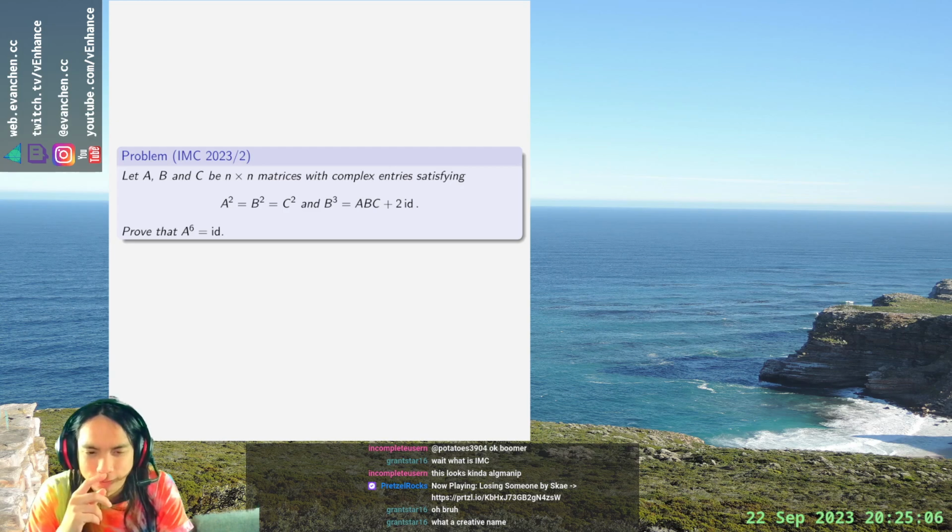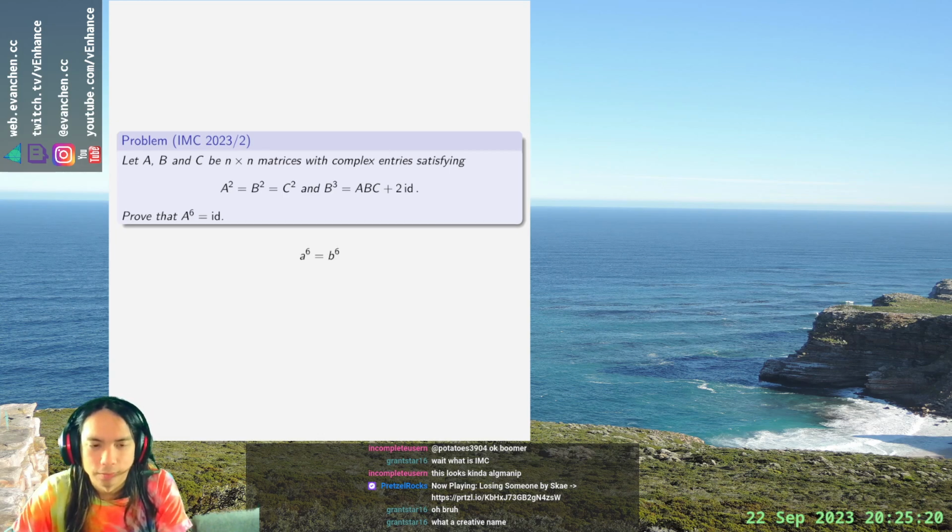So it should be like some sort of algebra thing, but then what? Well, okay, A to the 6 is equal to B to the 6, right? I'm not even going to pretend they're matrices, we'll just use capital letters. A to the 6 equals B to the 6, which is equal to ABC plus 2 squared.